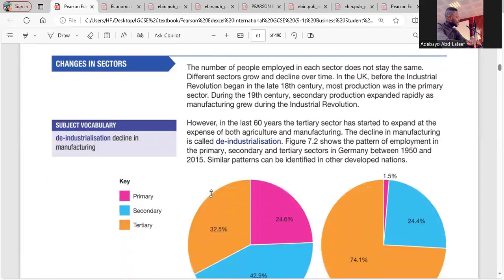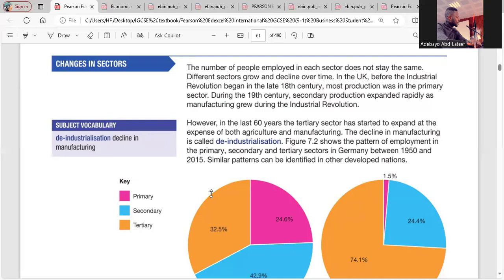Changes in sector. The number of people employed in each sector does not stay the same. Different sectors grow and decline over time. We cannot continue to be in one sector for the rest of our lives. Things will change, and these changes bring about development.